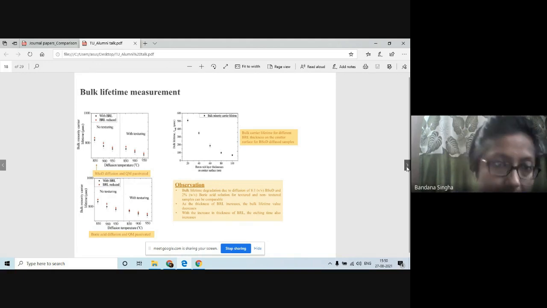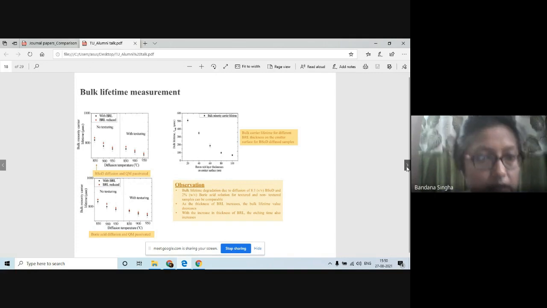It is important to say that when we carry out the bulk lifetime measurements, it's not on the CZ wafers, it's on float zone wafers. Float zone wafers are high purity silicon wafers. The other properties are the same, 100 orientation and 125 resistivity, but the type of the wafers is float zone. In order to see the bulk lifetime changes when you do the boron diffusion, those wafers are used.